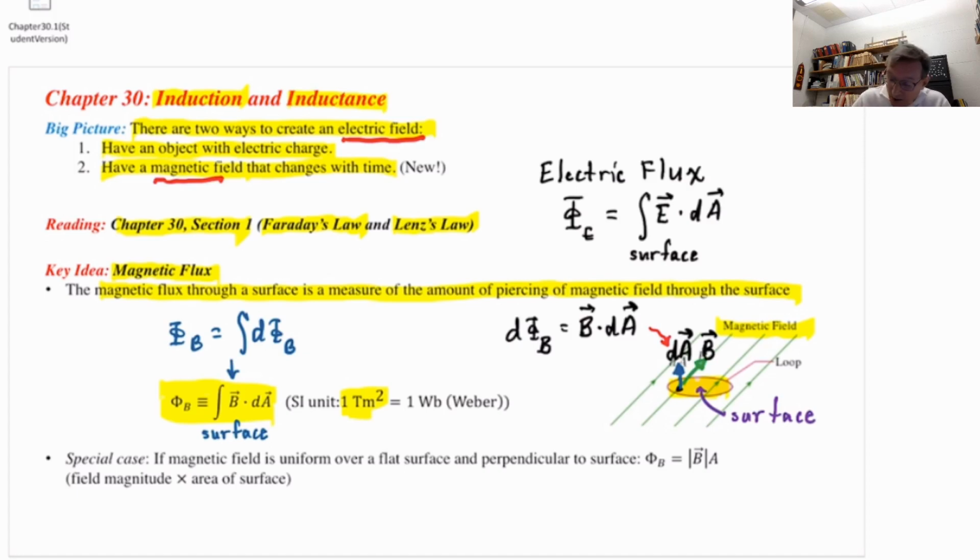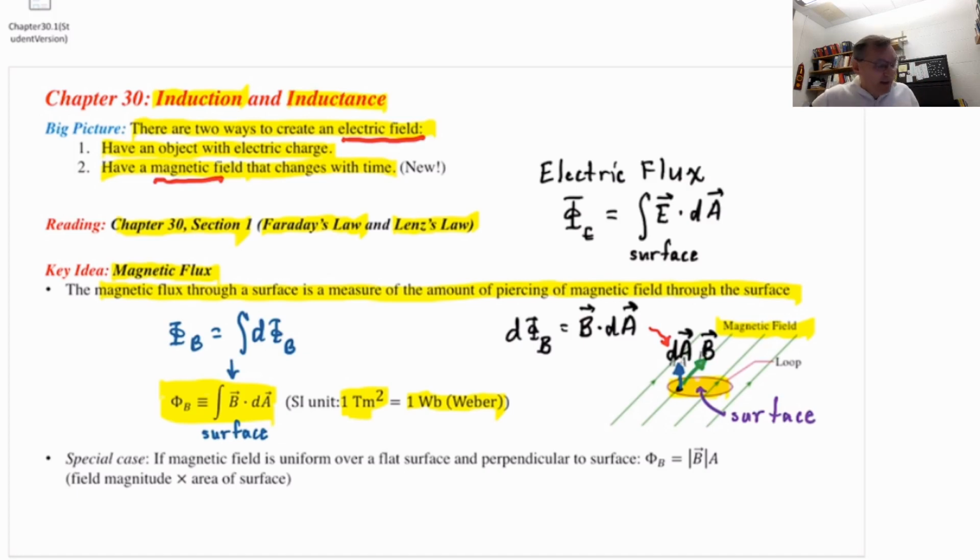And just so you know, for historical reasons, that unit combination of Tesla times meter squared is given its own name. It's called a Weber, Wb. So you'll see that as well for the unit of magnetic flux, the Weber. But 1 Weber is equal to 1 Tesla times meter squared.